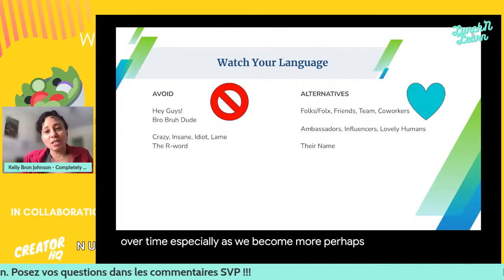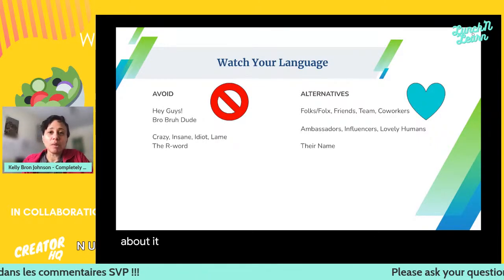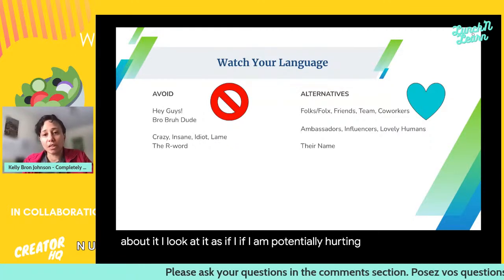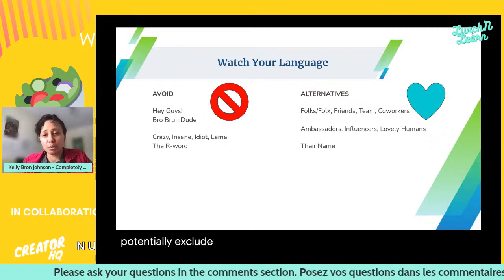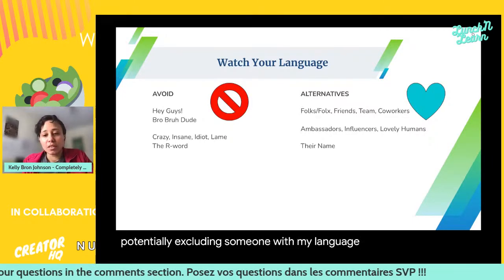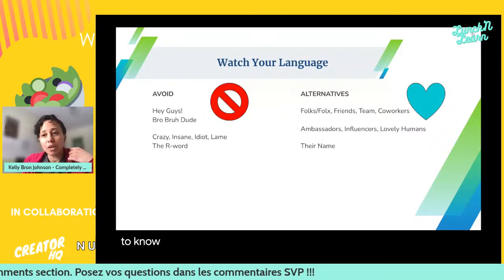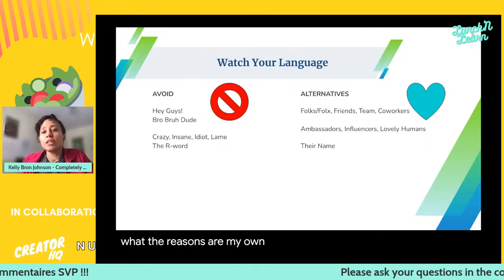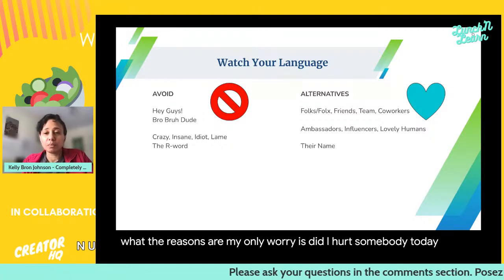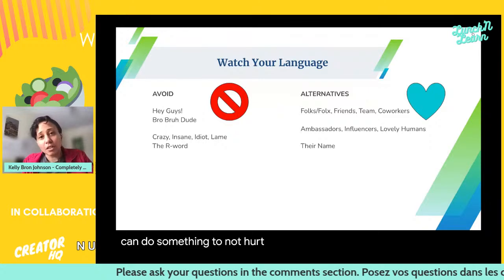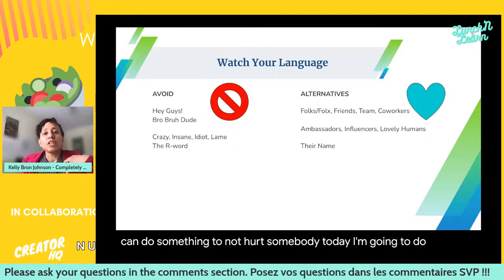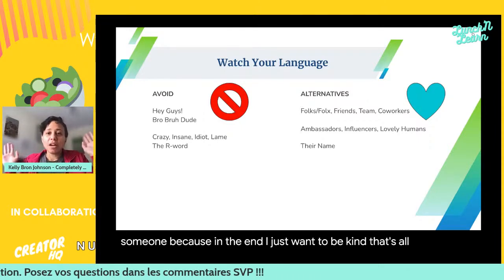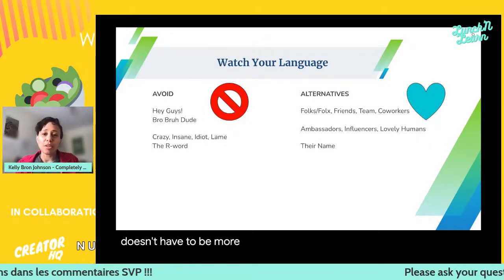Again, I don't like that word. That's not the way that I go about it. I look at it as, if I'm potentially hurting somebody or potentially excluding someone with my language, I want to fix that. I want to know, and I want to do what I can. And I don't particularly care about what the reasons are. My only worry is, did I hurt somebody today? And if I can do something to not hurt somebody today, I'm going to do everything in my power to not hurt someone. Because in the end, I just want to be kind. That's all. And so it doesn't have to be more complicated than that.